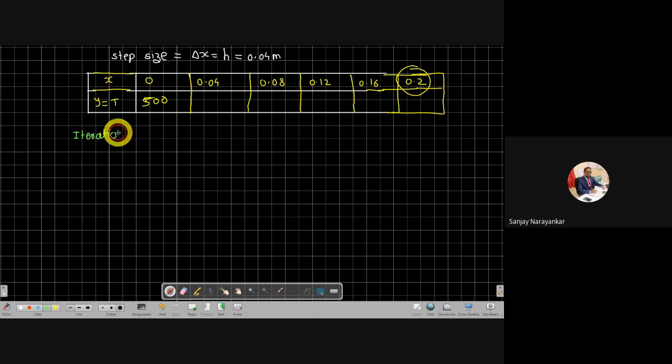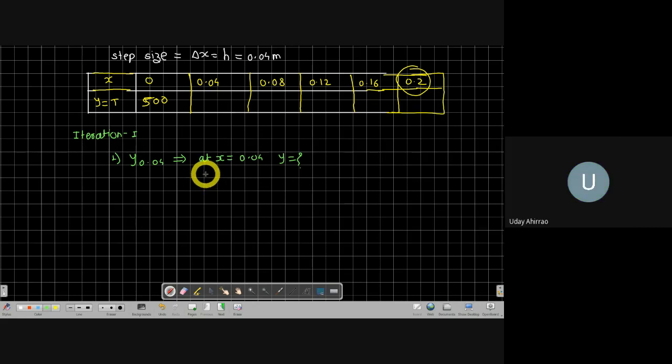Iteration 1. So at iteration 1, what we are finding out? We will find out y at 0.04. What does it mean? It means at x is equal to 0.04, what's the value of y? Clear, students? Any doubt? Yes, sir.